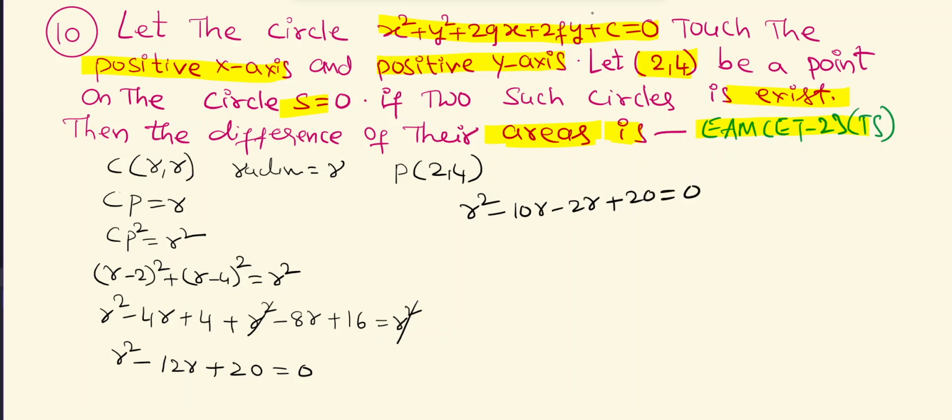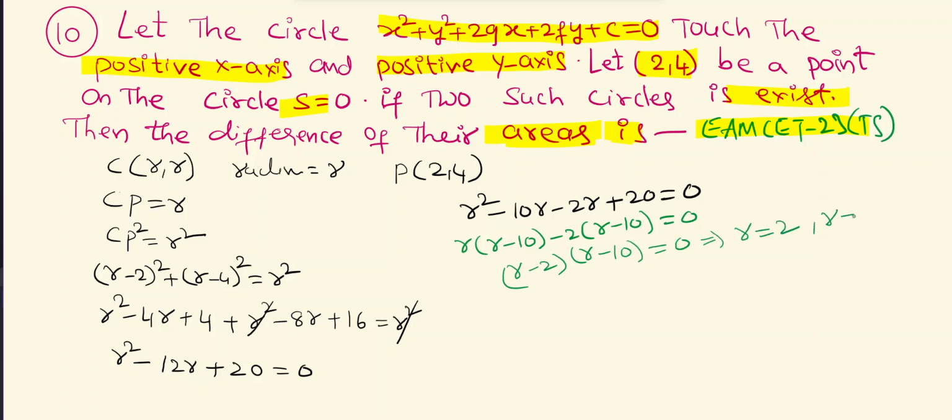Now factorize this. Take r common, r into (r minus 10), minus 2 common, (r minus 10) is equal to 0. From this, (r minus 2) into (r minus 10) is equal to 0. So the radius of the circle is r equal to 2 and r equal to 10. Here one is the big circle and the second one is the small circle.